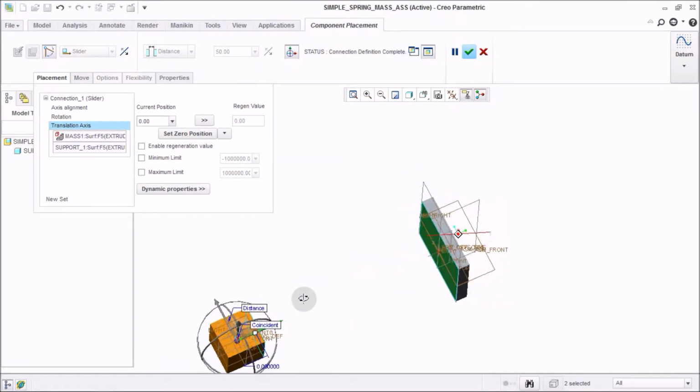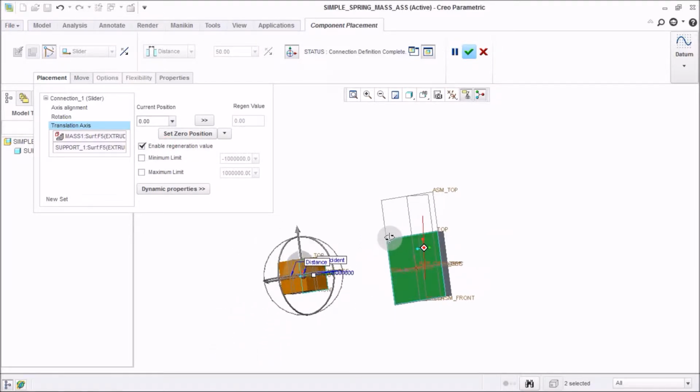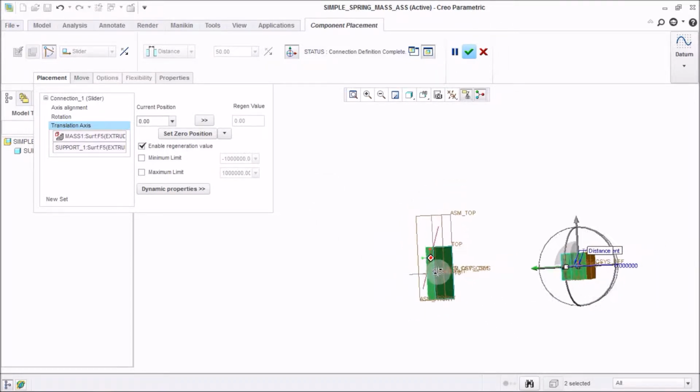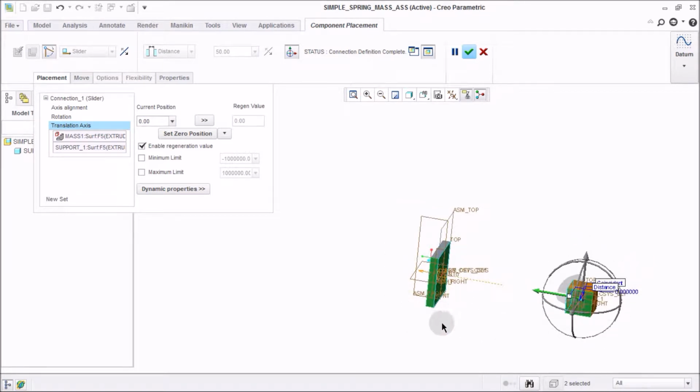So the software always takes this distance as 0, and select enable regenerate value. Whenever we do the analysis and after the analysis my mass is not at its initial condition, to keep it at the initial condition we have to regenerate this assembly. So we come directly to this configuration, then select OK.